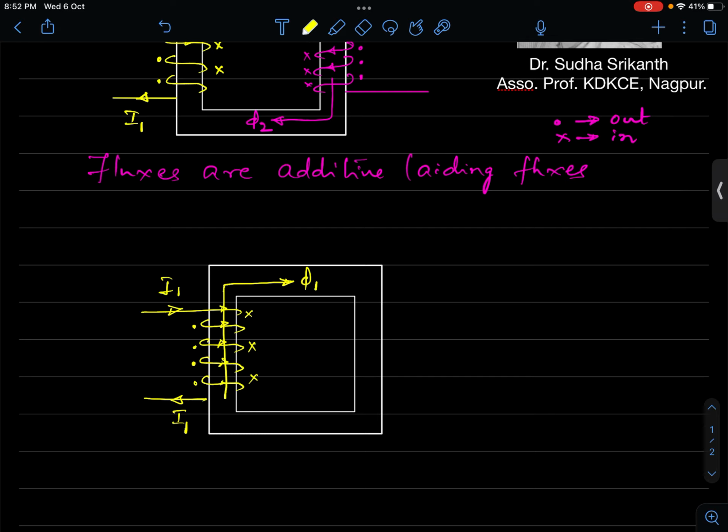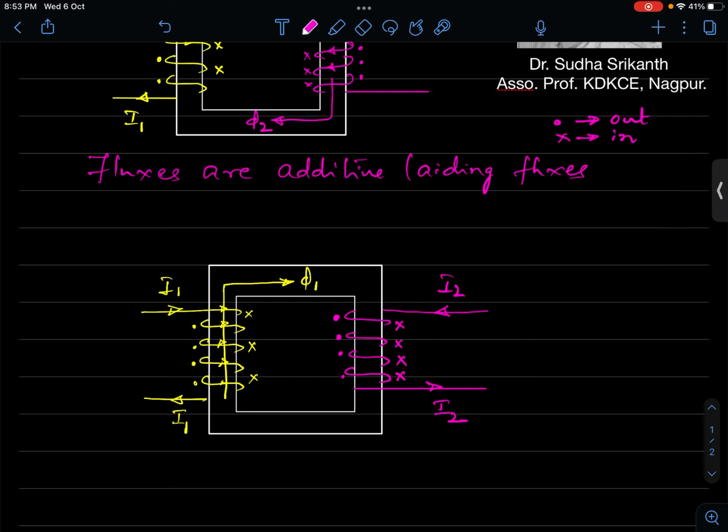Now on the other hand, let us imagine that the pink winding that we were talking about in the previous case, instead of being wound in that manner, we reverse the way it's wound. I will draw a line like this, and put the winding in this manner. Now I'll pass the current I2. Let the current entry point be the same. The current is coming out at this end, entering here, coming out here, entering here, coming out at this end, entering here.